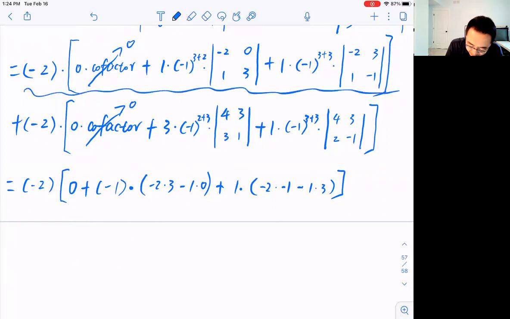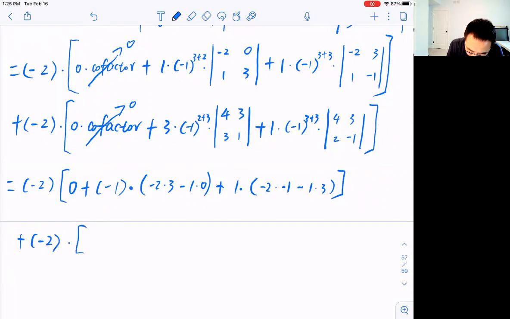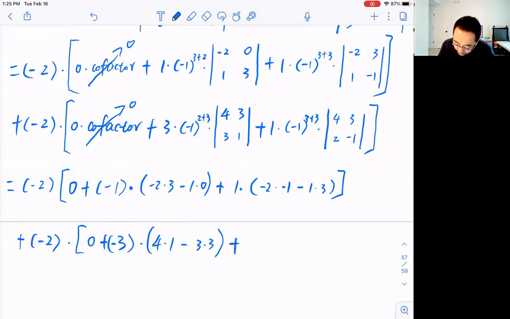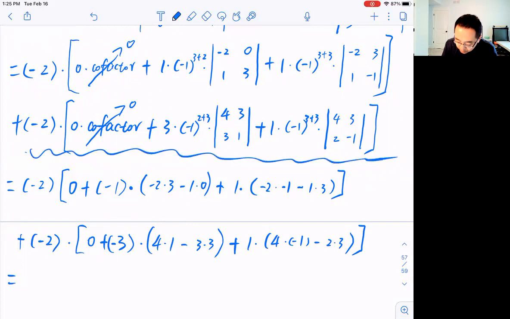So that's that line. And then plus the second, -2 times, again, the first term is 0, because of this right here, plus 3 times -1 raised to the 5th power is -3 times 4 times 1 minus 3 times 3, that's the determinant of the 2 by 2 matrix, plus 1 times -1 raised to the 6th power, which is 1, times 4 times -1 minus 2 times 3, and that's it. So that is this whole line of an expression.